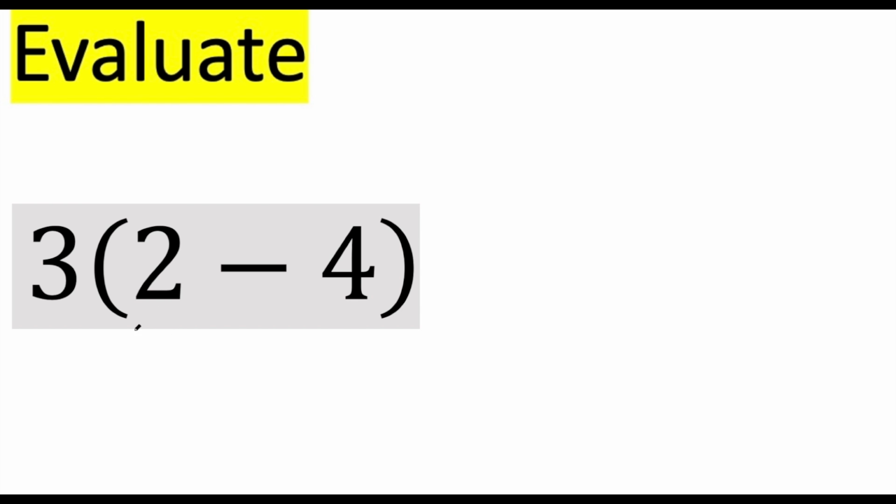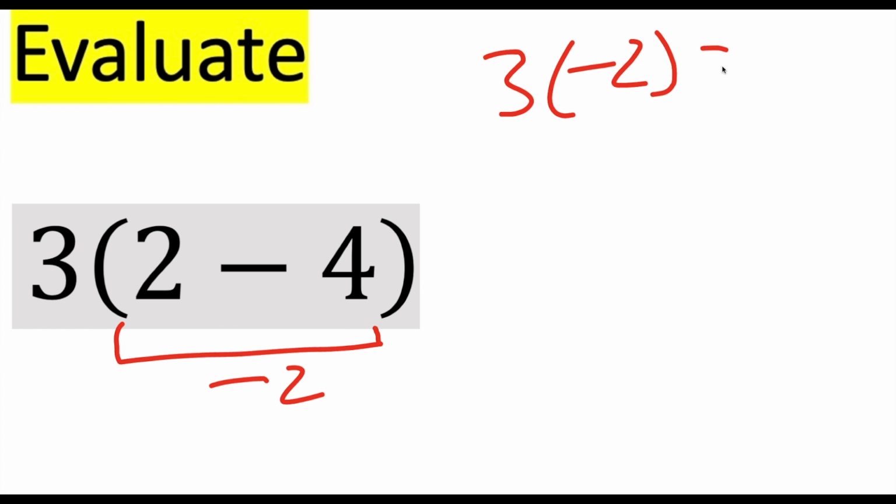And now we have another problem with subtraction, but again, we're going to do both methods. We're going to do first the method where we kind of group first. So 2 minus 4, we get negative 2. So we have 3 times negative 2 is equal to negative 6 because 3 times 2 is 6, and you have a negative.